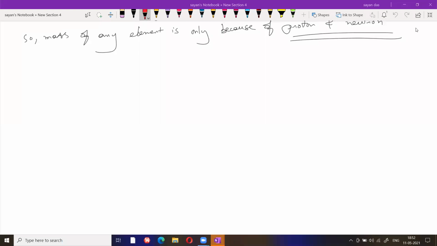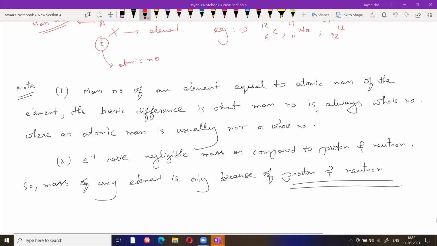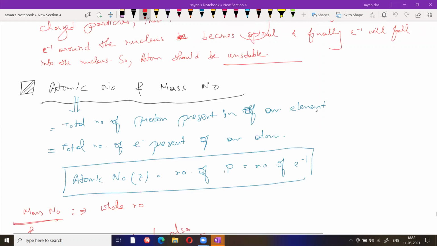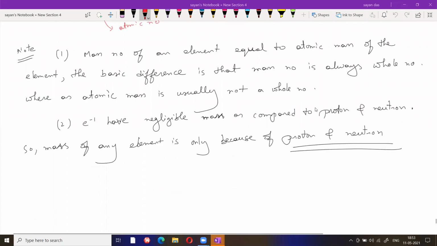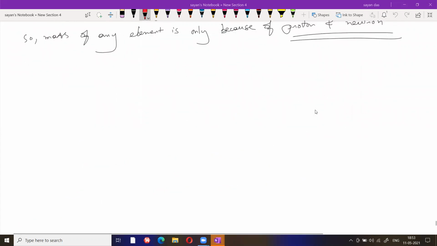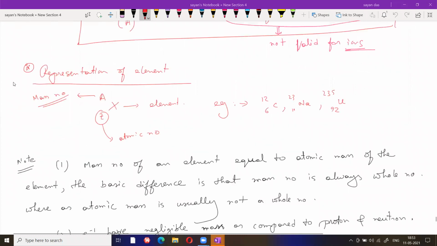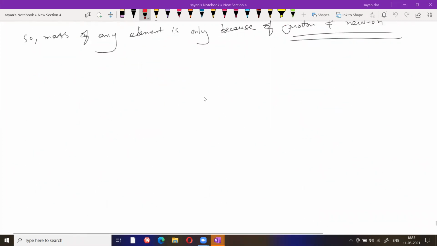Let's start. Last class I finished the Rutherford atomic model, the result of the Rutherford atomic model, and what are the demerits of the Rutherford atomic model? After that, I started what is atomic number, what is mass number, what is the difference between mass number and atomic mass, and what is the representation of an element. That I already completed. Today I will give you two very easy questions.